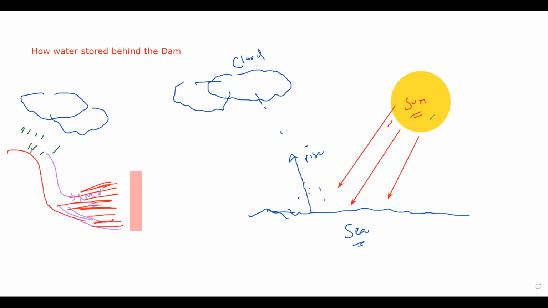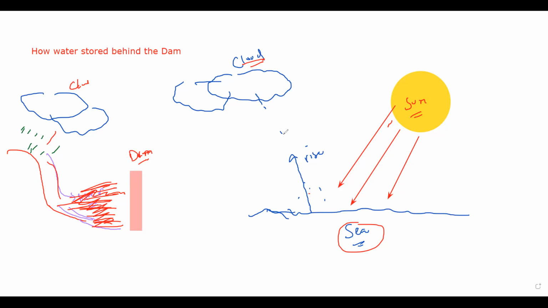Apart from the water cycle, the heat energy from the sun is absorbed by the water in the sea, which converts the water into vapors. These vapors rise and condense to form clouds. And when it rains from the clouds at higher altitude, the water starts to flow, which will form rivers. And we build a wall or a dam to store the water behind the dam. Is it clear? The concept of how water is basically stored behind the dams.